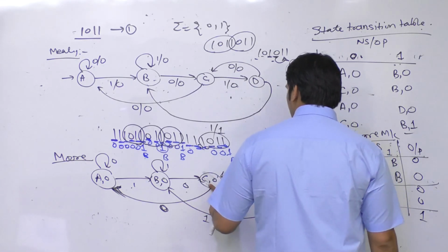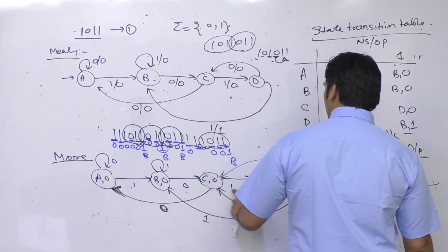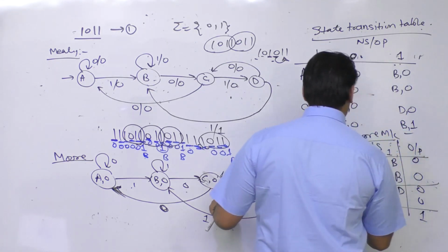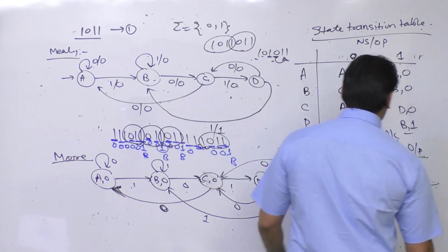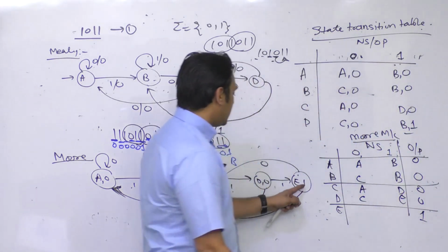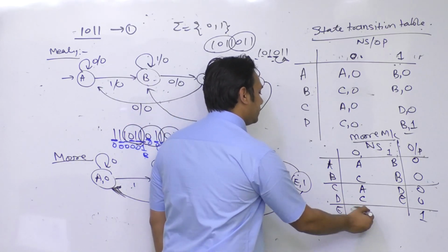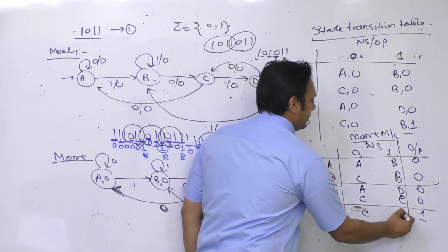In state C, if you give a 0, you go to state A. In state C, if you give a 1, you go to state D. In state D, if you give a 0, you go to state C. In state D, if you give a 1, you go to state E. In state E, if you give a 0, you go to state C. In state E, if you give a 1, you go to state B.